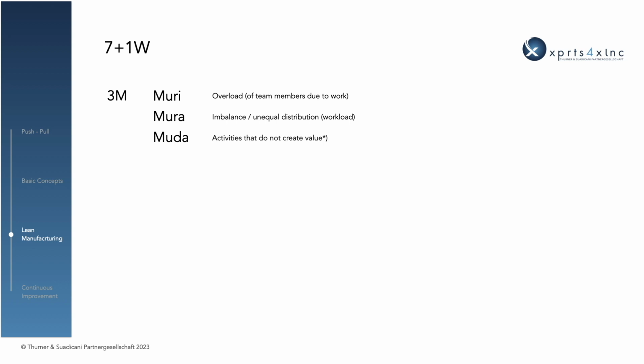Let's start with the 3M and the 7+1 kinds of waste. 3M stands for Muri, Mura and Muda, and those are negative things that need to be avoided in the lean methodology. Muri is the overload, mostly the overload of team members due to work. Mura is the imbalance of work, meaning the unequal distribution of the workload. Muda describes activities that do not create value.